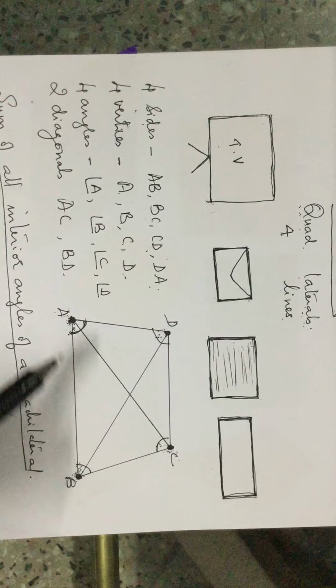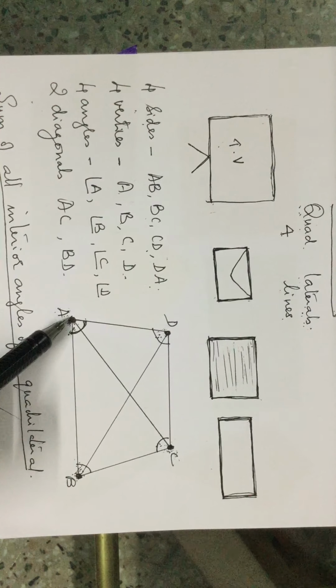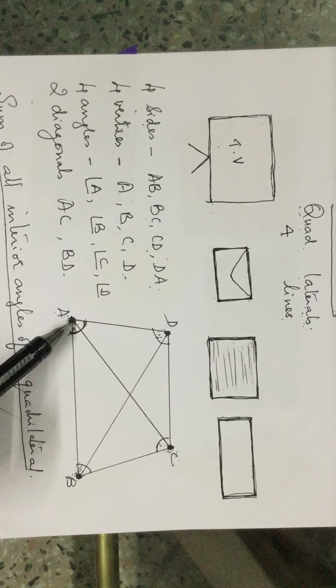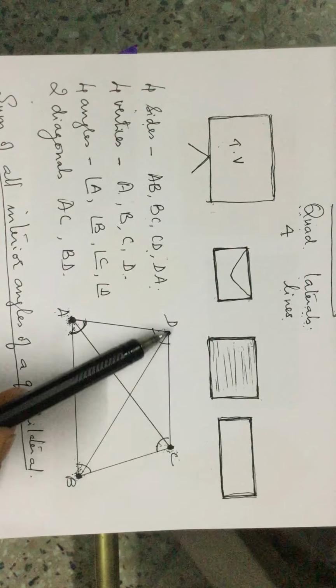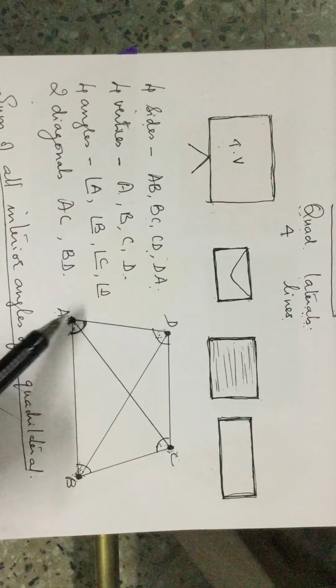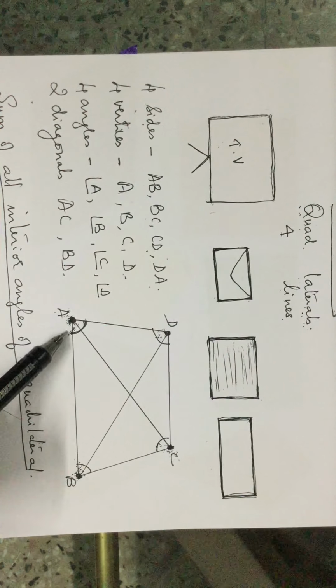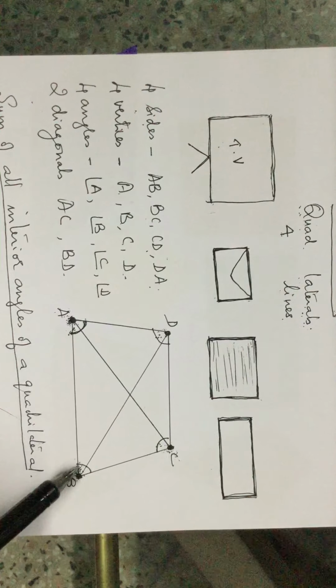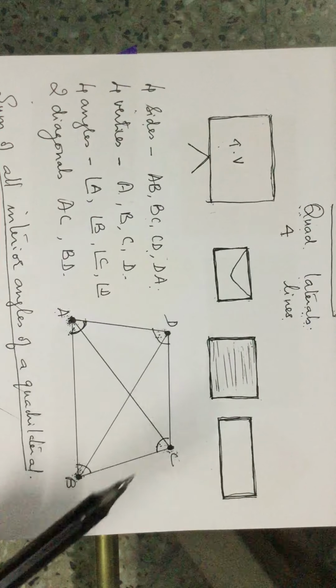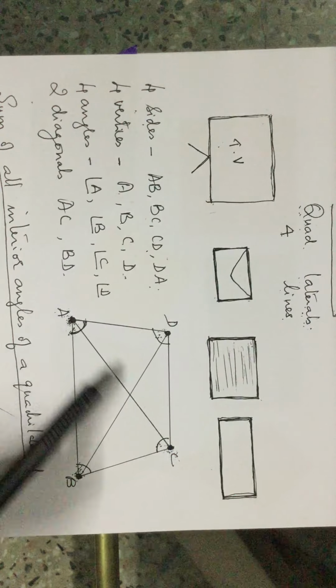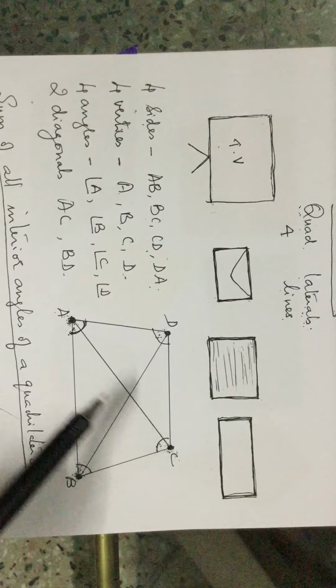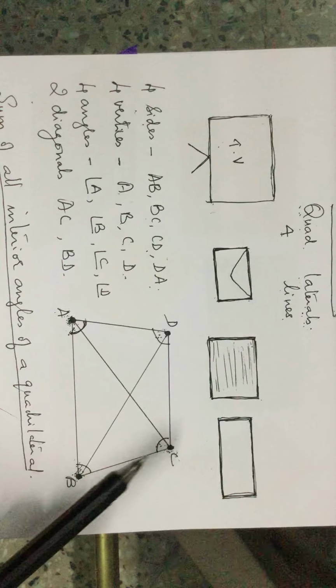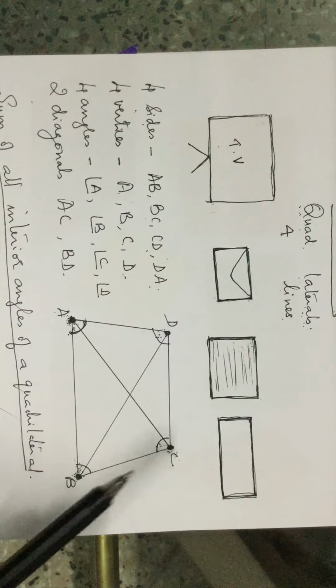When 2 lines meet, they meet at a point which we call the vertex. So we have 4 vertices, A, B, C and D. When 2 lines meet at a point, an angle is also formed. So angle A, angle B, angle C and angle D are the 4 angles. When I join the opposite vertices of this quadrilateral, I get a diagonal. So I have AC as one diagonal and BD as the other diagonal.